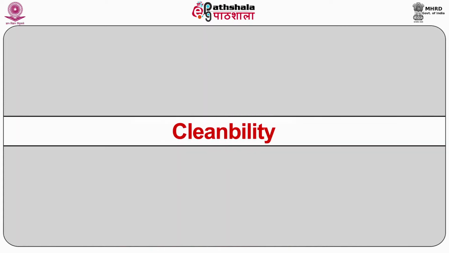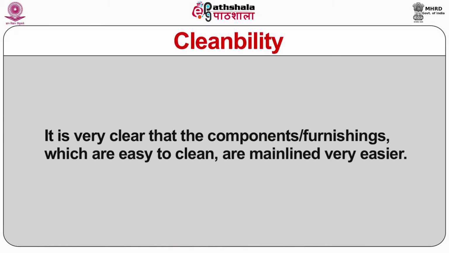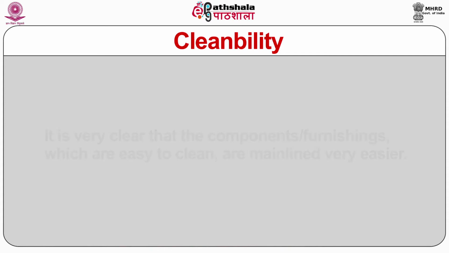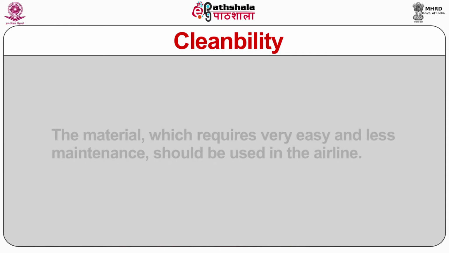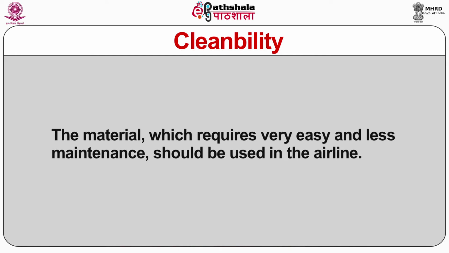Then the next one is cleanability. It is very clear that components or furnishings which are easy to clean are maintained much more easily. So the designer should recommend parts which require a very easy maintenance program. Materials which require easy and less maintenance should be used in the airline. Parts which attract more dirt and mud, etc. should be avoided in the manufacturing process of aircraft.